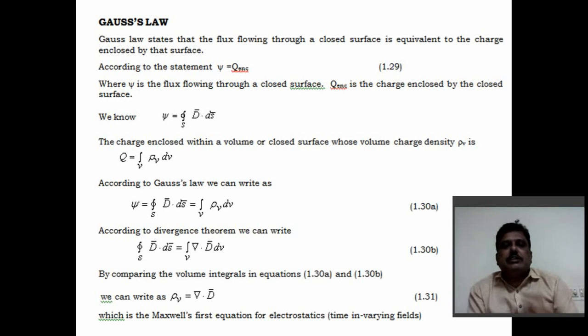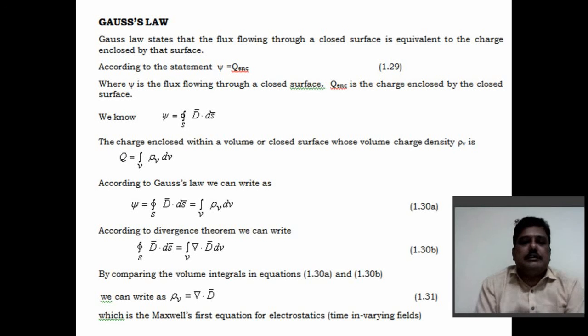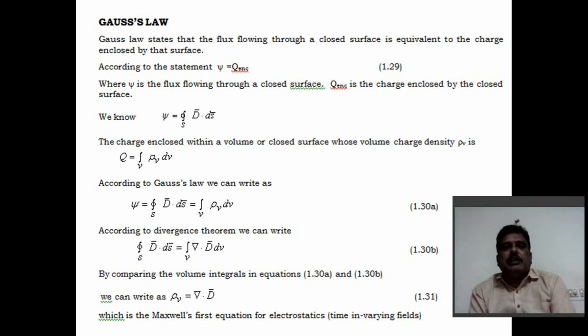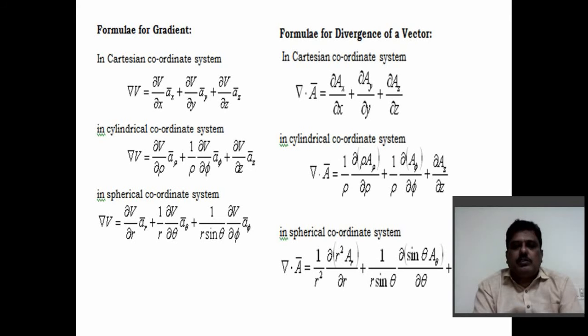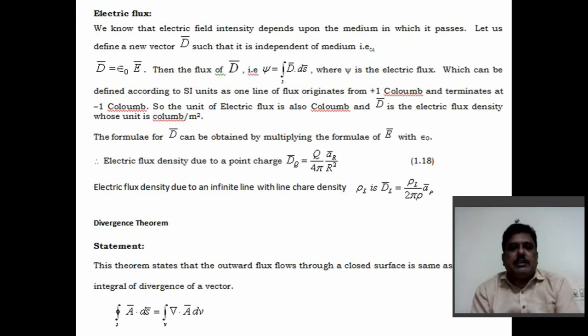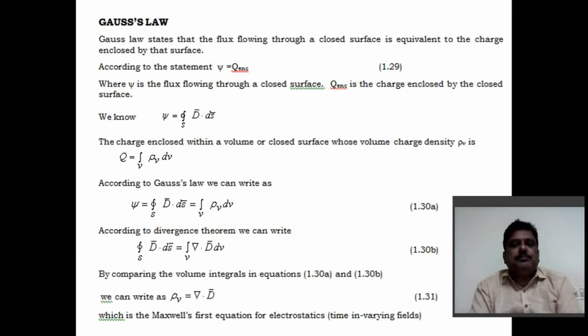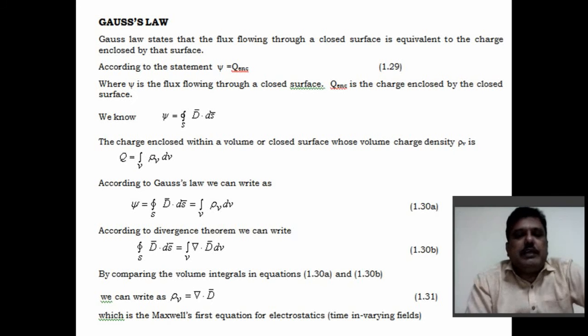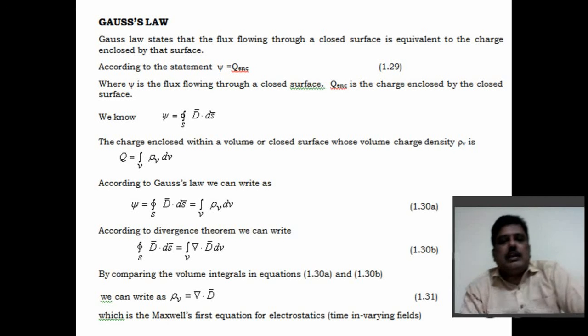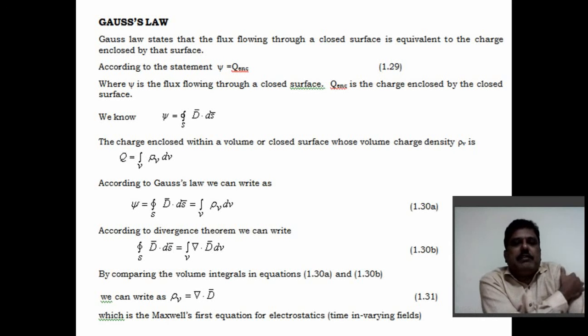And according to the divergence theorem, the surface integral can be converted into a volume integral. That is, the closed surface integral of A bar dot dS bar equals the volume integral of del dot A bar dv. So according to the divergence theorem, the surface integral of D bar dot dS bar is equal to the volume integral of del dot D bar dv.